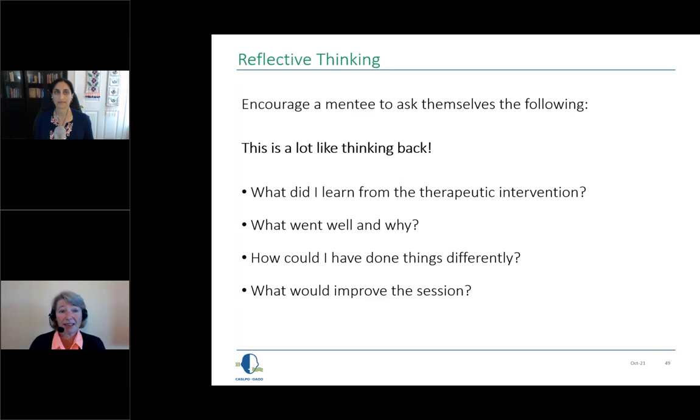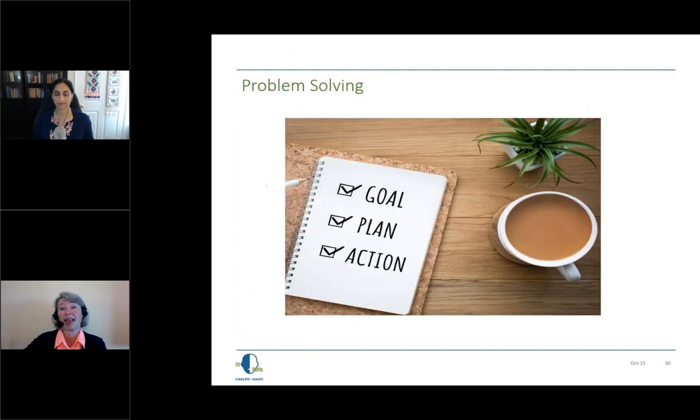And just as we said, this is very like thinking back in critical thinking. What did I learn from the therapeutic intervention? What went well and why? How could I have done things differently? What would improve the session? And I think any of us at any stage in our career, we're always doing this, asking ourselves these questions. Could I have considered other options? Could I have asked other questions? Could I have done other assessment?